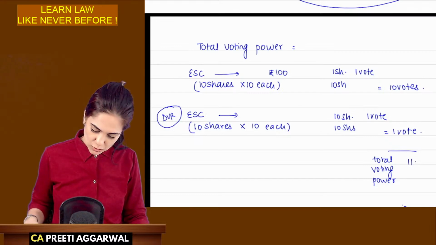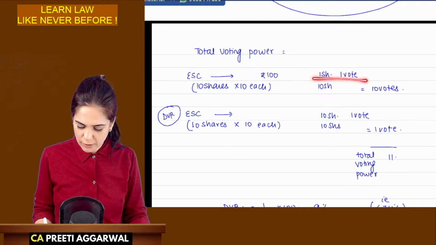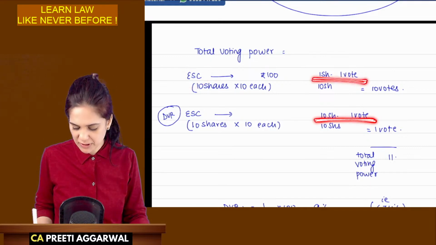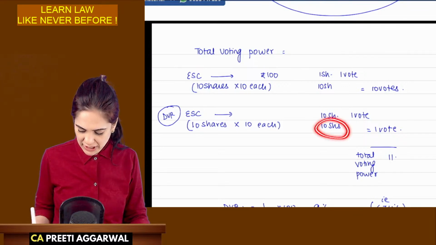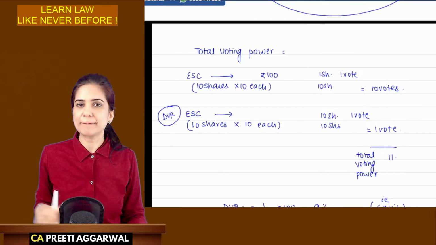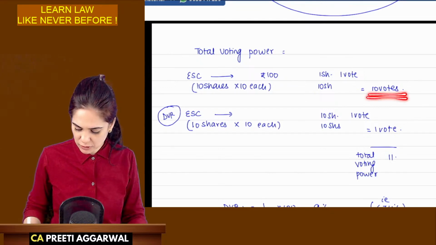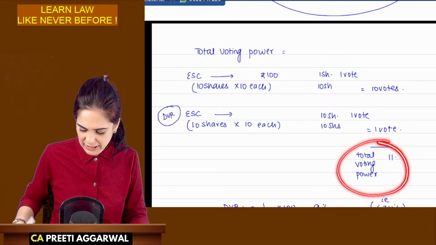So what was I saying? Yeah, we have equity shares. These are normal ones. These are DVRs. 10 shares will give me 1 vote. Now I have 10 shares and that will give me only 1 vote. So the total voting power of the company will be 10 votes for the normal one plus 1 vote for DVR. So the total voting power is 11.